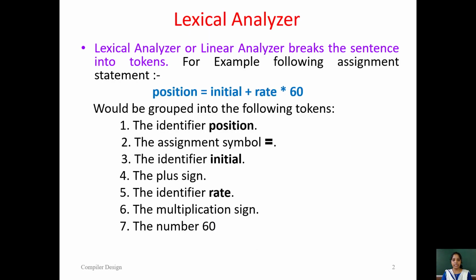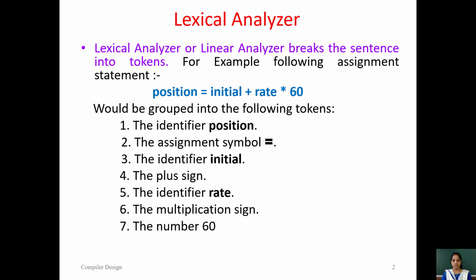The first one is the lexical analyzer. The lexical analyzer breaks the sentence into tokens. The source program will be broken into different tokens. For example, the statement is position = initial + rate * 60. Here each and every element in that statement is called one token. The lexical analyzer will break the statement into tokens.